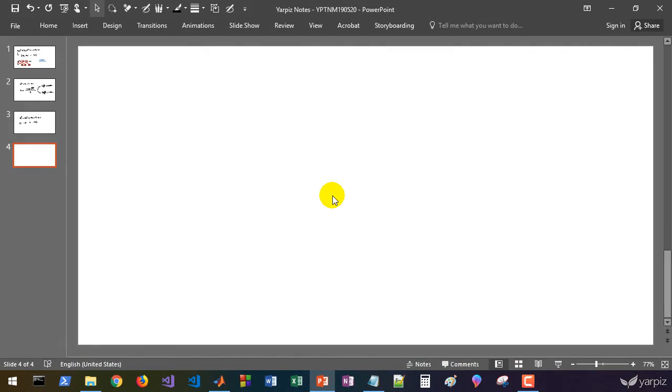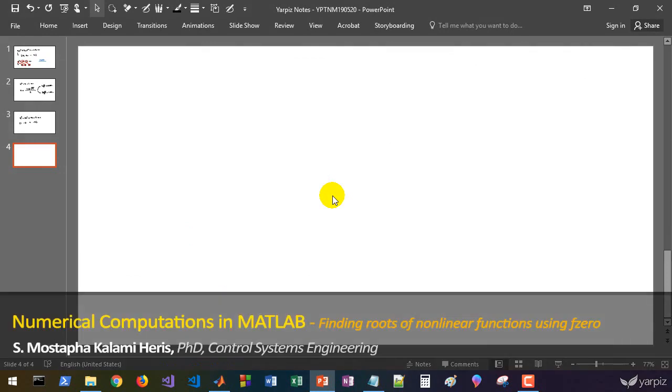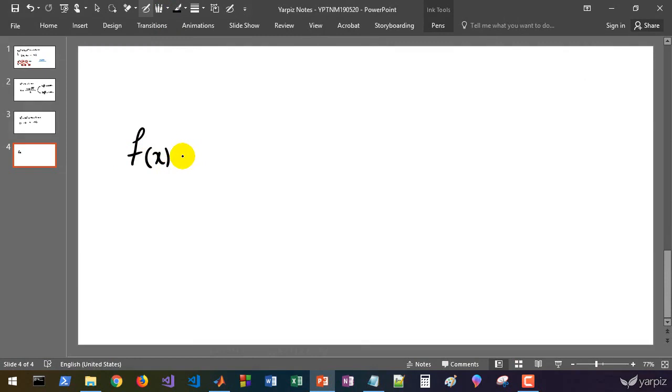In the previous session, we learned how to use MATLAB to find the roots of a polynomial. In this session, we're going to solve the general case of a nonlinear equation in the form of f(x) equals 0 using the fzero function, fzero.